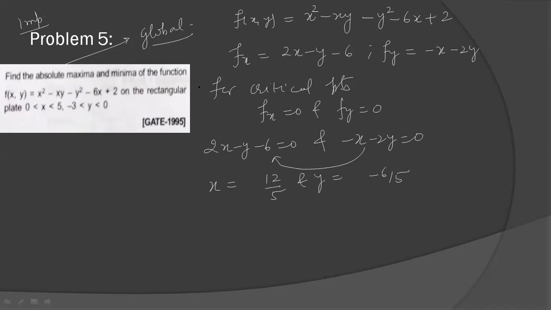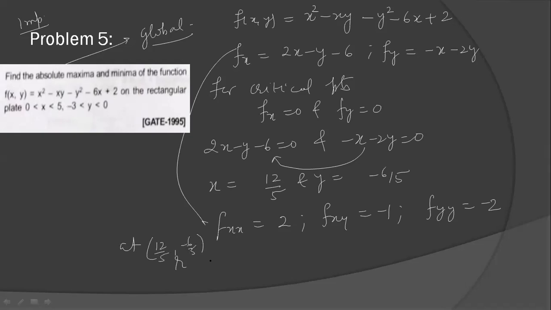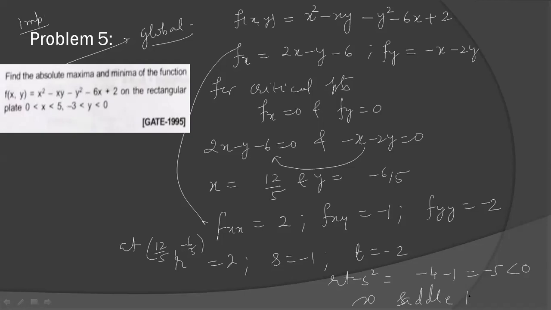Now find second derivatives. f_xx with respect to x, it is 2. f_xy, it is minus 1. f_yy, this is minus 2. Now at (12/5, minus 6/5), r is 2, s is minus 1, t is minus 2. rt minus s square is minus 4 minus 1, that is minus 5, less than 0. So this point is a saddle point.